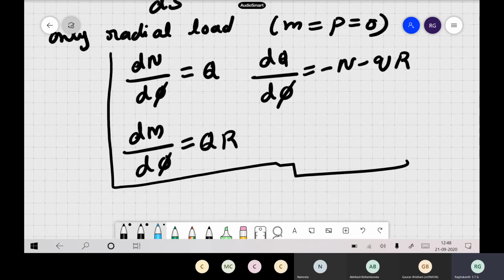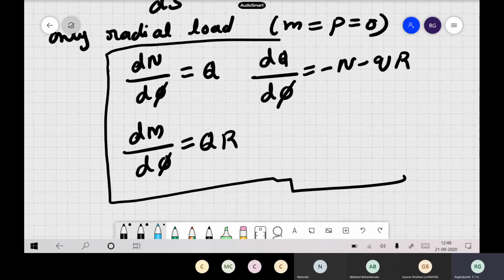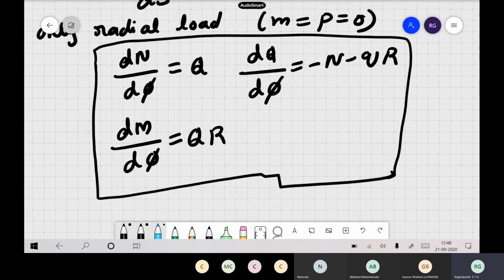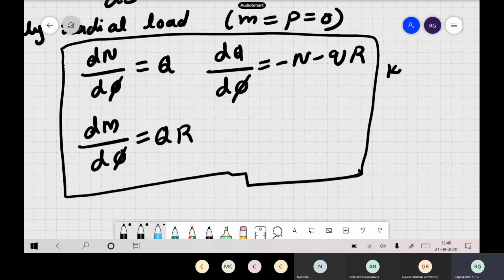These are for curvilinear rods. When there is only radial load, three equations come into picture. Suppose you have tangential load, then there is moment intensity also, so those older equations can also be used. These equations are generally, sometimes, called Kirchhoff's equations also.